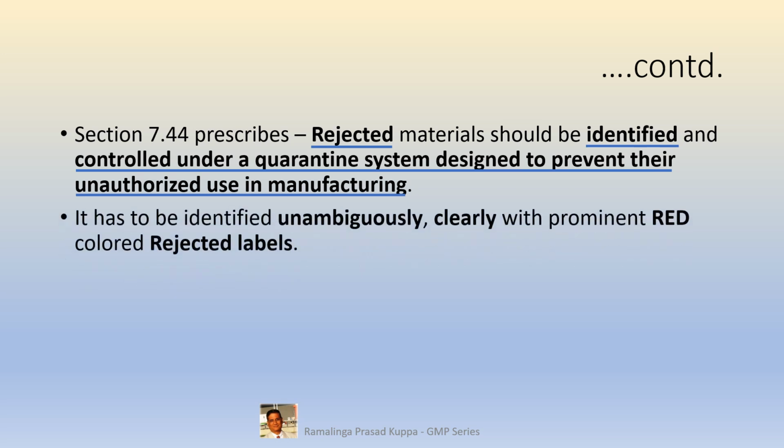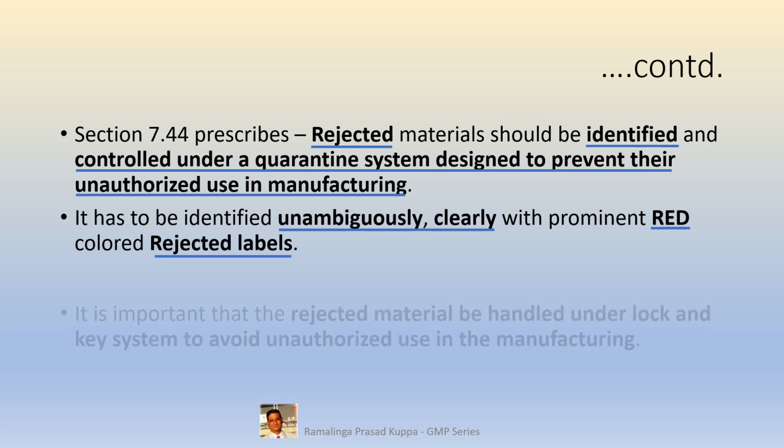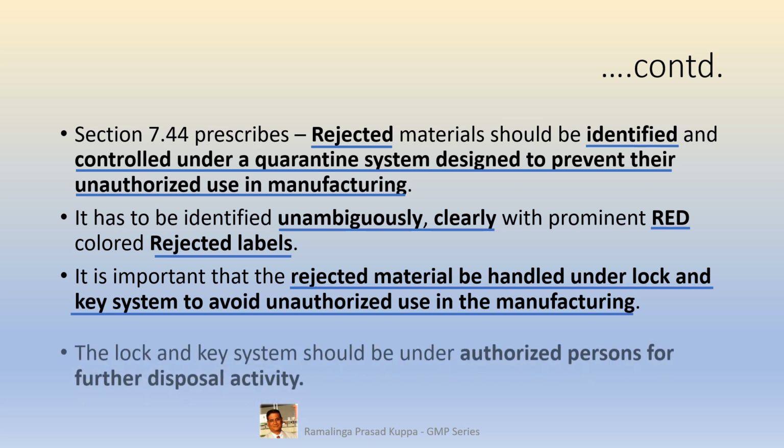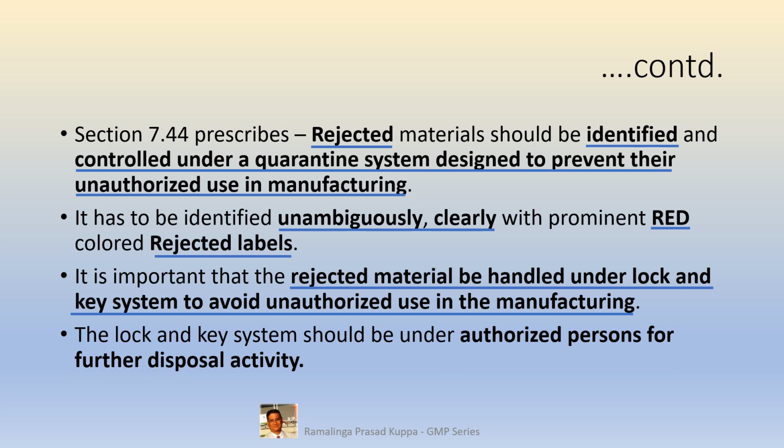It has to be identified unambiguously, clearly, with prominent red colored rejected labels. Red color indicates danger. So we have to be careful to avoid usage of such rejected materials in the process. It is important that the rejected materials be handled under lock and key system to avoid unauthorized use in the manufacturing. This is an obvious understanding. The lock and key system should be under authorized persons for further disposal activity.